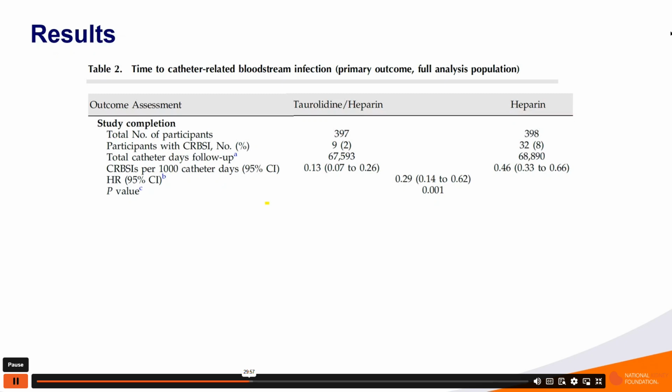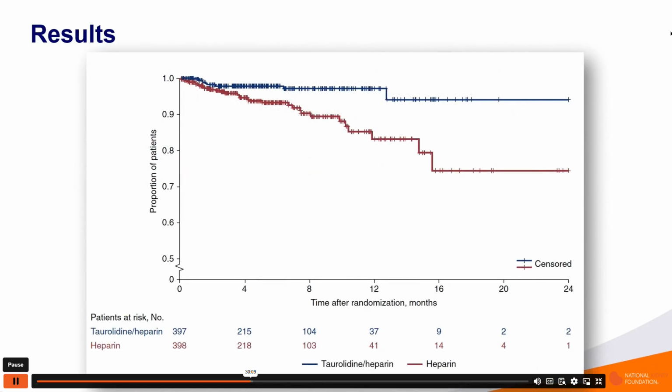They found that the catheter-related bloodstream infection was significantly lower with the DefenCath group versus the heparin group. And you can see that it's very statistically significant with a hazard ratio of 0.29. And so you can see that the bacteremia-free survival is significantly better in the taurolidine group in blue compared to the heparin group in red.